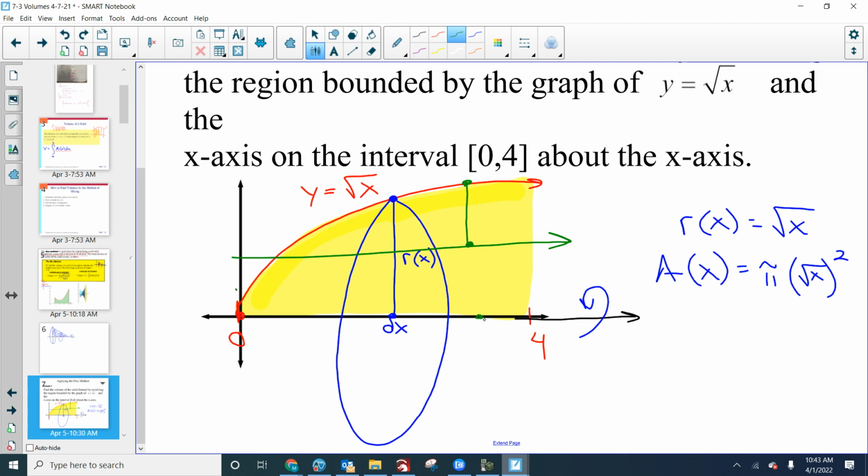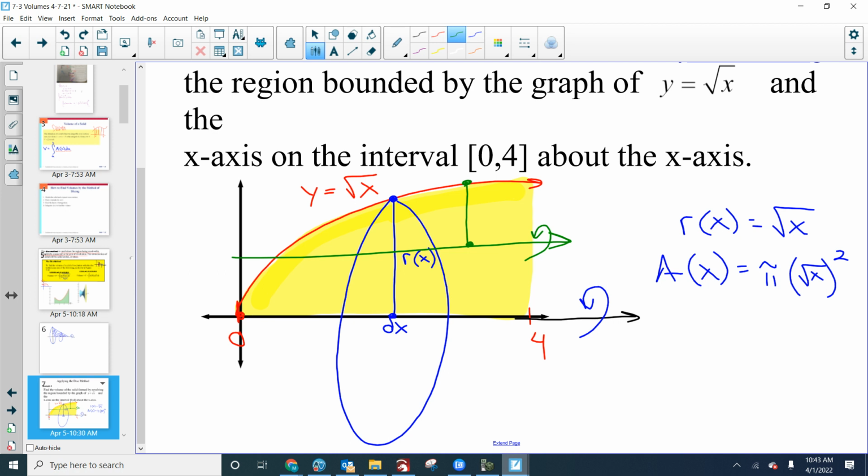Or what if we're still going around the x-axis? We'll get into that Monday. All right? But real quick, what if we're going around y equals 1? What would that radius be? Because now it's spinning around this thing. It's still solid, huh? Good. It's square root of x minus 1, top minus bottom, isn't it, if you're going around that line.